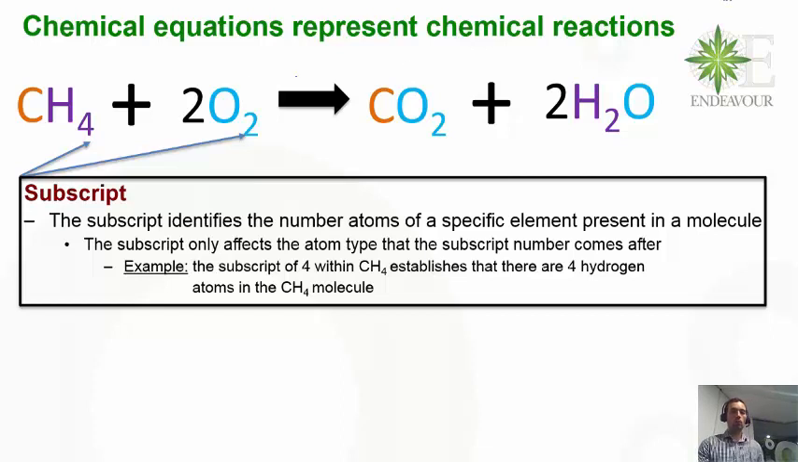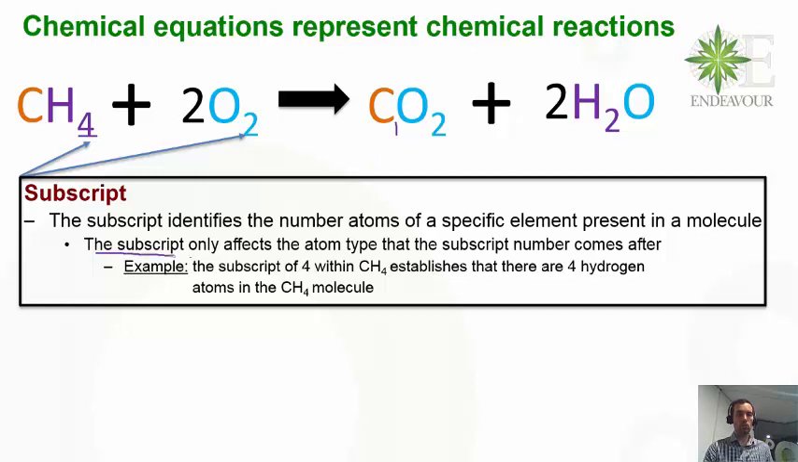So we call the number that is after an atom type the subscript. So the subscript will basically tell you the number of atoms of that particular element that are present in the molecule. So for example, the 4 after the hydrogen here tells us that there's 4 hydrogen atoms within the CH4 molecule. In O2, it's telling us that there are 2 oxygens within the oxygen molecule. Remember, we don't draw the ones in, but in theory, if you wanted to, you could. So the subscript of this carbon here would be 1. So that's telling us that there's 1 carbon atom within CO2.